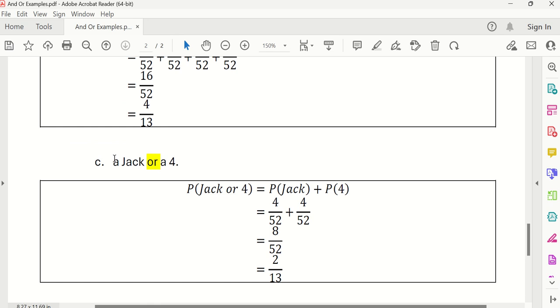We could also get something like this, a jack or a 4. How many jacks are in the deck? 4 out of 52. How many 4s are in the deck? 4 out of 52. 8 out of 52 is what I would add them to, because I'm hearing that word "or", which simplifies to 2 out of 13.